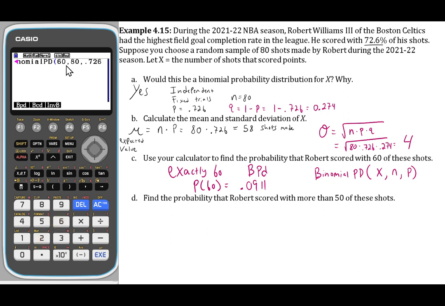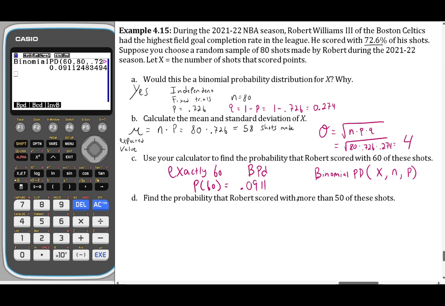So we have 60, 80, 0.726. We don't need to worry about closing the parentheses. And we'll get the same thing, 0.0911, 0.0911. All right, now for part D, it says find the probability that Robert scored with more than 50 of these shots.